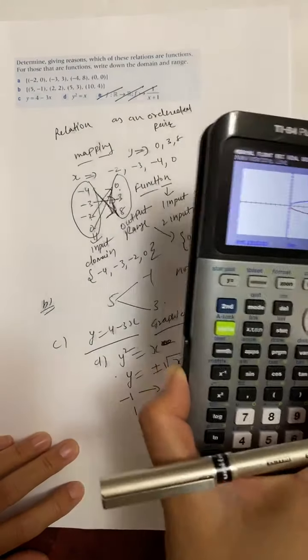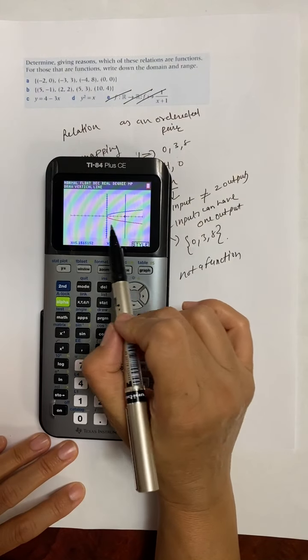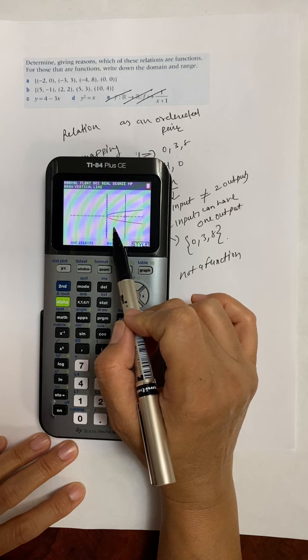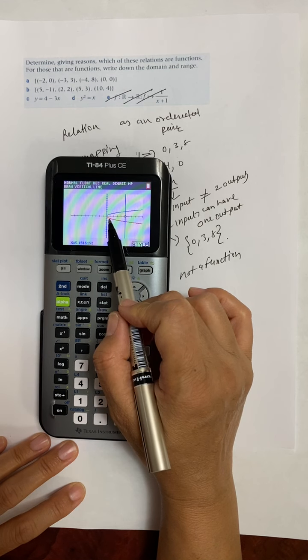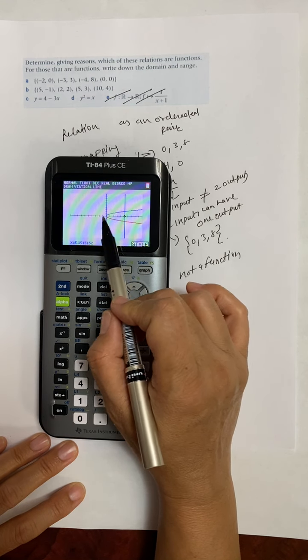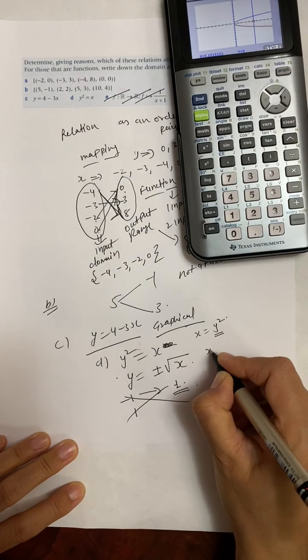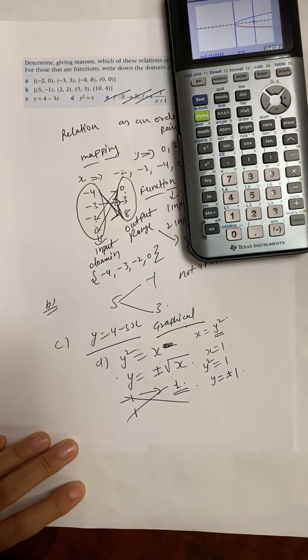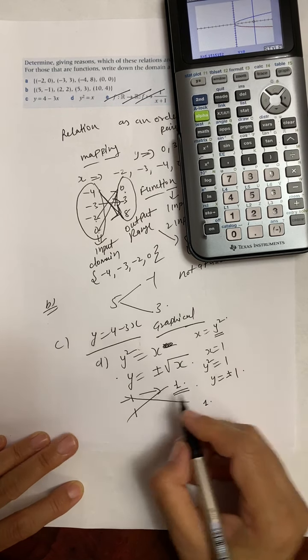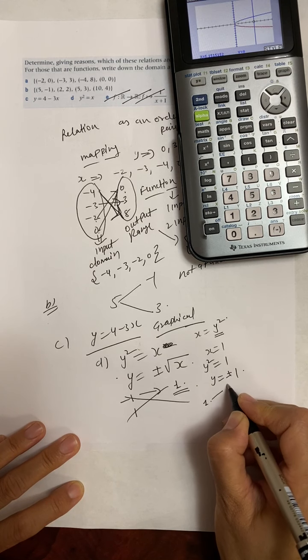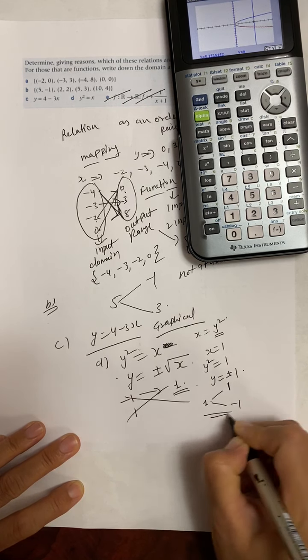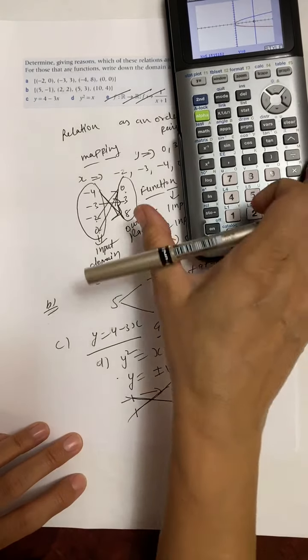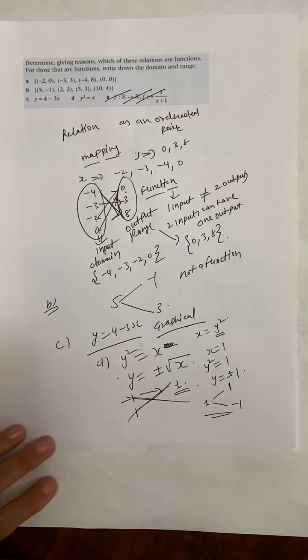And from here you can see if x is -1, which you can't see here, but if x is equal to 1, then y square is equal to 1, so y is equal to plus minus 1. So for x equal to 1, it is mapped to 1 and -1. That's why it's not a function as well. So you can use the graphical approach here.